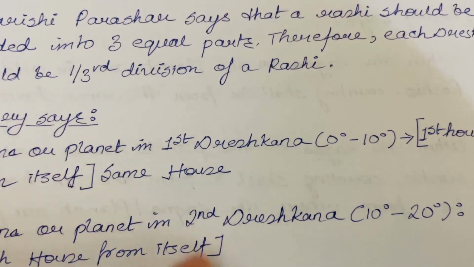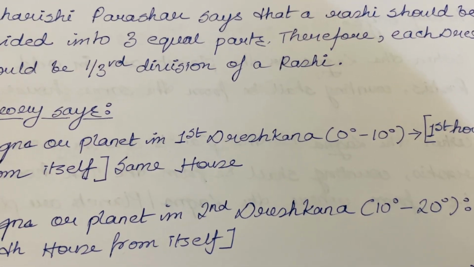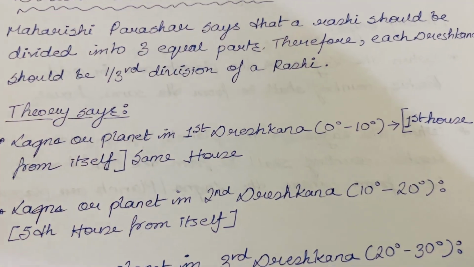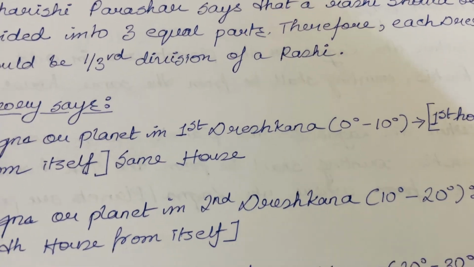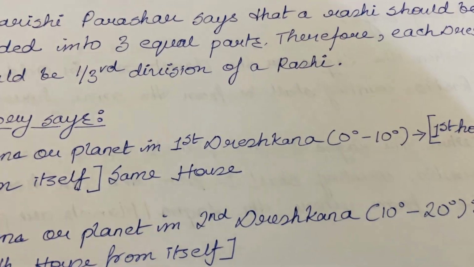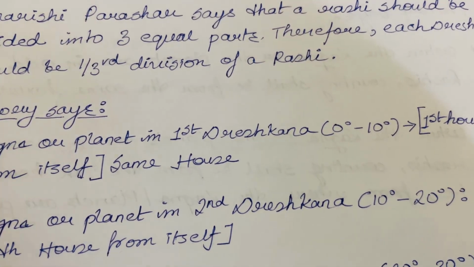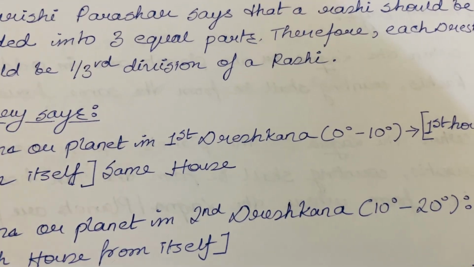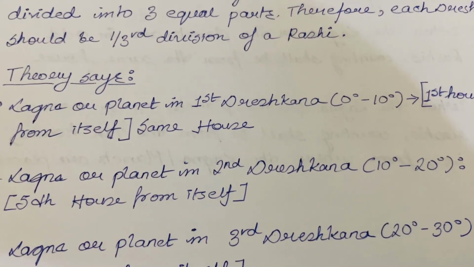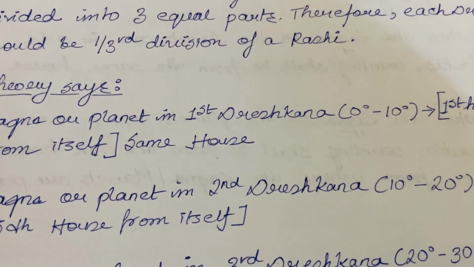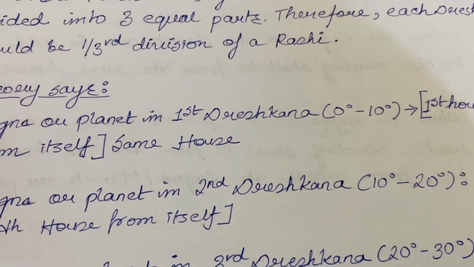It means it will come in the second Dreshkana, that is 10 degrees to 20 degrees. So these are the three bifurcations of a Dreshkana. First, second and third, only three bifurcations are there. Every Dreshkana has a range of 10 degrees: 0 to 10, 10 to 20 and 20 to 30. Okay. Now we have to place our Lagna and place our planets accordingly.